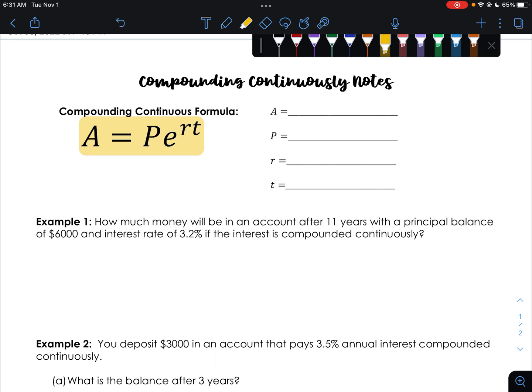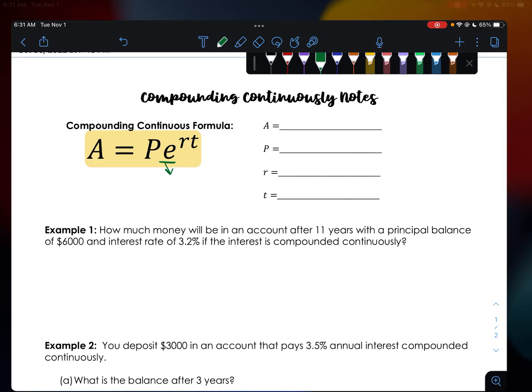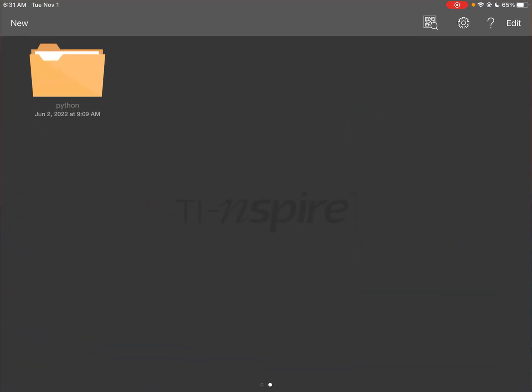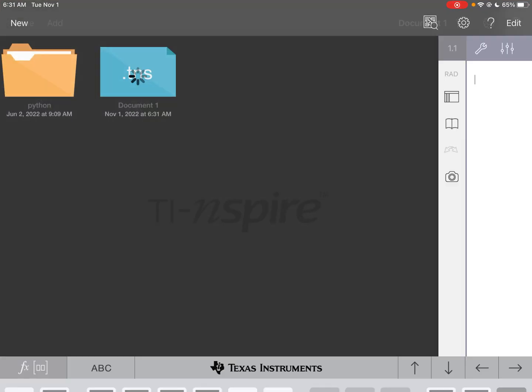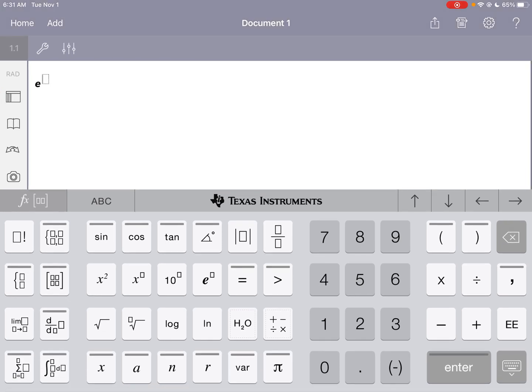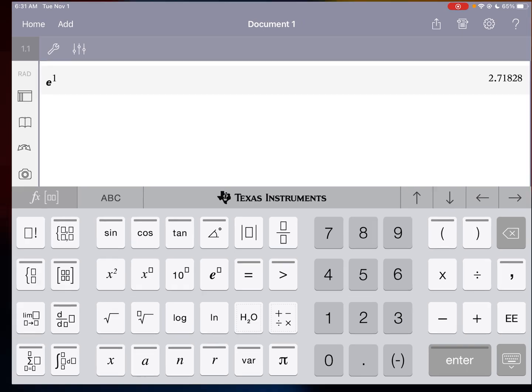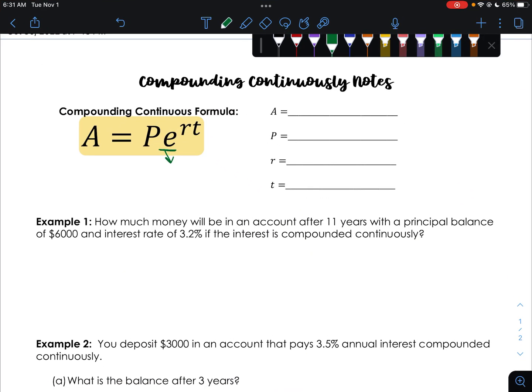As a reminder, e is a number. We can see what number it is if we go to our calculator, add a calculator, and do e to the first power. We see that it's about 2.71. So again, e is a number, about 2.71.